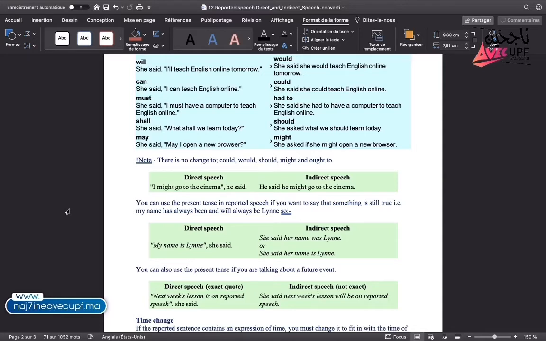We can use the present tense in reported speech if you want to say that something is still true. My name has always been and will always be Lynn. Direct speech: my name is Lynn, she said. She said her name was Lynn. Alors, my name is Lynn is present. Indirect, my name was Lynn ولا كيبقى هو هذاك. She said her name is Lynn ولا she said her name was Lynn. Pareil.